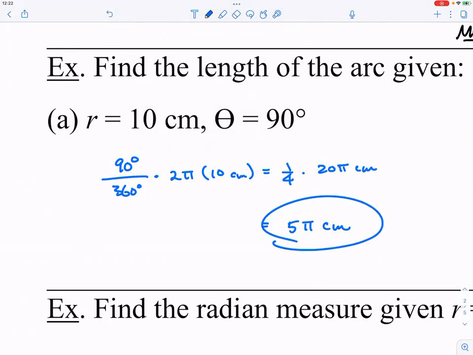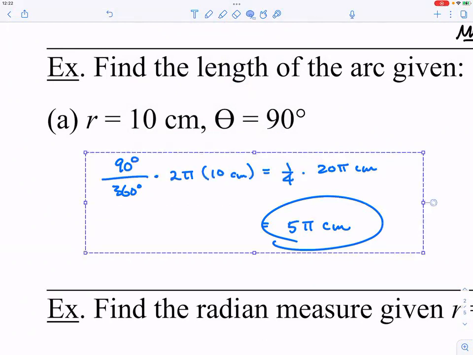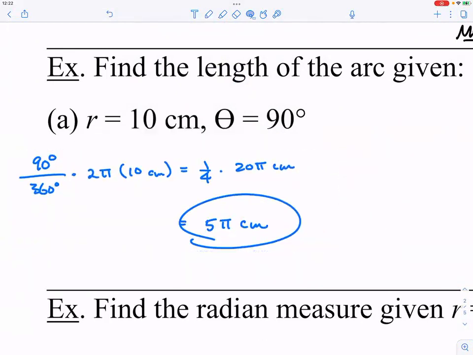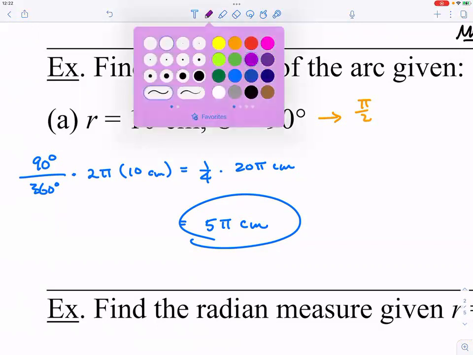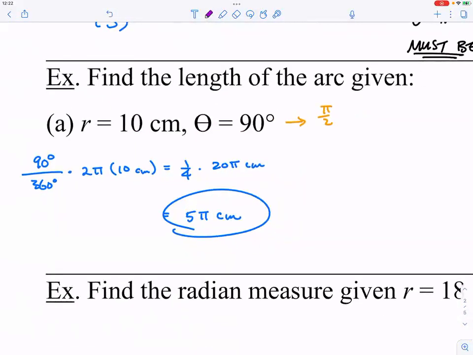Now this morning, a student came up with a suggestion. I think it's a very good suggestion. She said, hey, Mr. Chan, I remember 90 degrees is pi over 2. We talked about this, right? Pi over 2. And the student asked, can I just change this to pi over 2 and use S equals r theta? Well, nothing's wrong, so let's give it a shot.